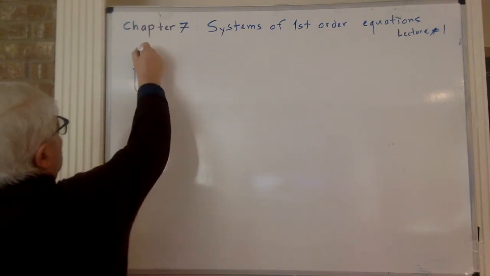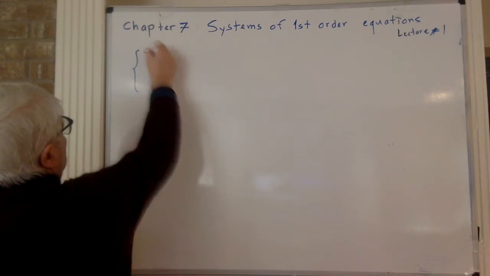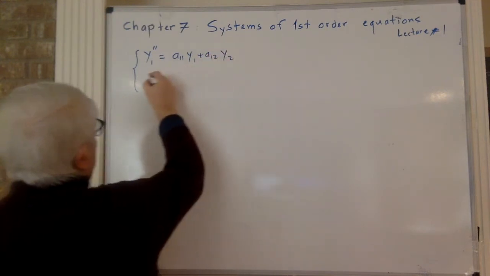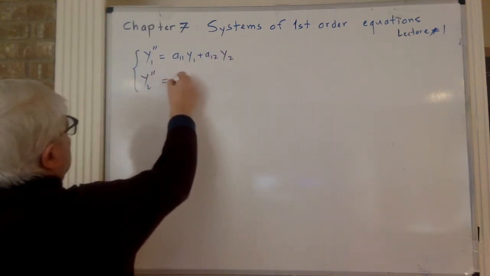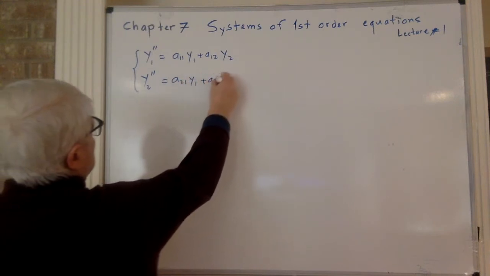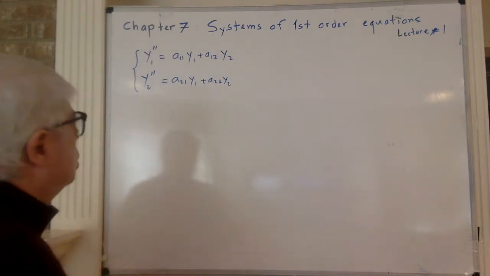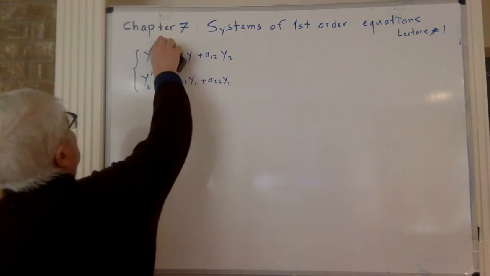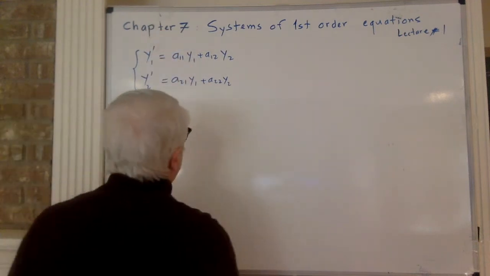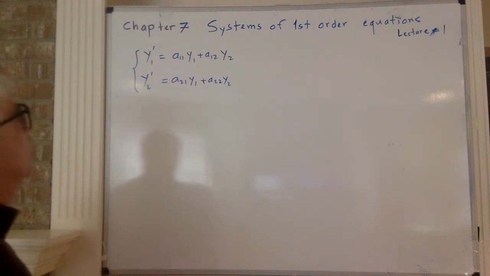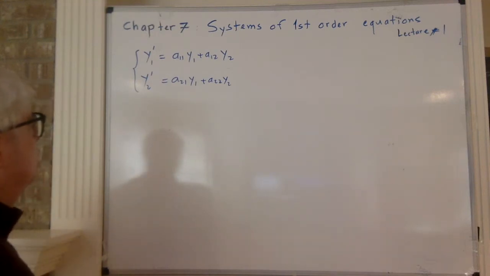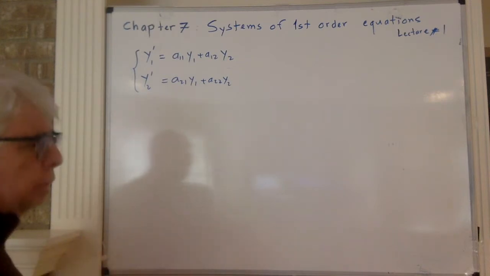So we have y1 prime is a11 y1 plus a12 y2, and y2 prime is a21 y1 plus a22 y2. As you can see, this is a coupled system. y1 and y2 are present in both of them, so we have to solve them together. And there is no initial condition here. Let's just try and solve it in general.